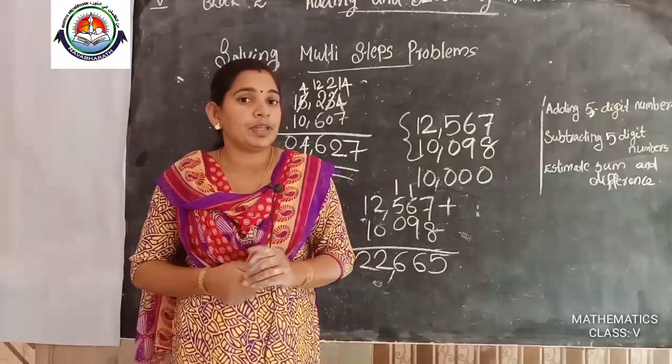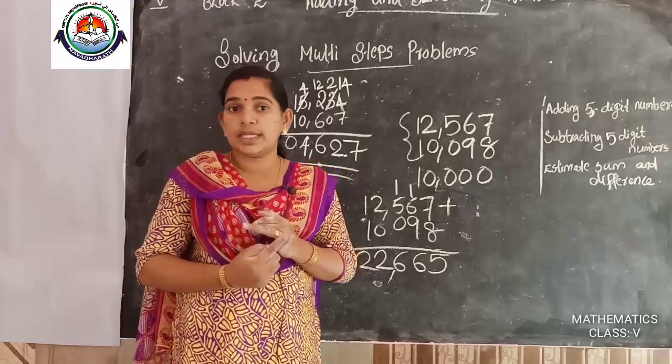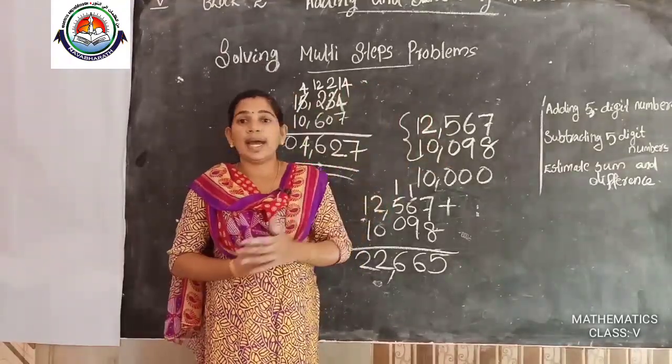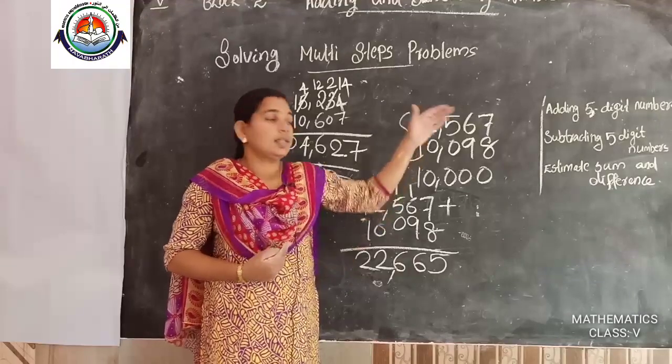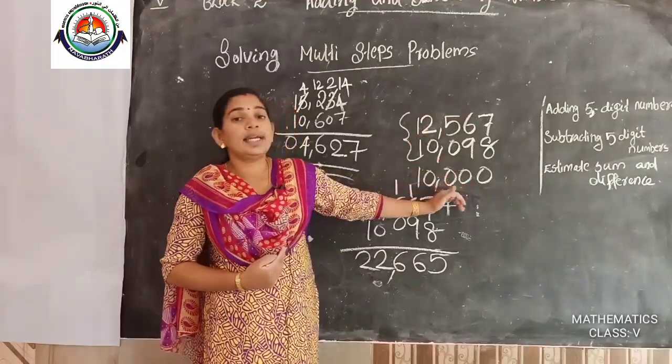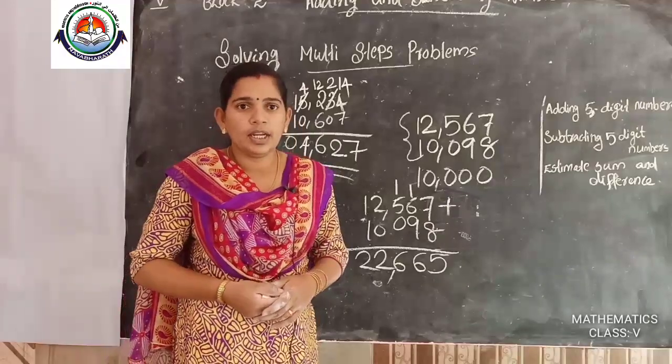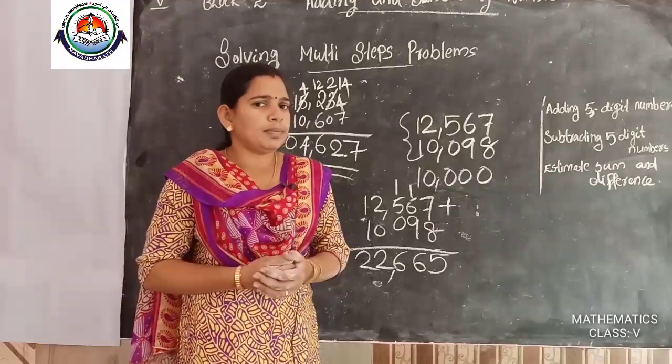How do you get it? We want to find the total number of seats. First we add the first side and second side seats. Then we subtract 10,000, which is the vacant seats. Okay, got it? Are you ready to do more problems?